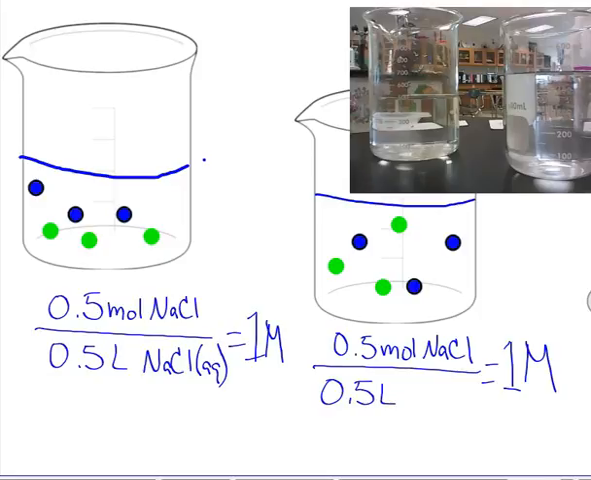But what would happen in this beaker, the larger beaker, if I added water without adding any more salt? What would happen if I just added more liquid water all the way up to 1 liter. What would happen to the concentration in this beaker? Would it be more or less than it was before? How much more or how much less than it was before?